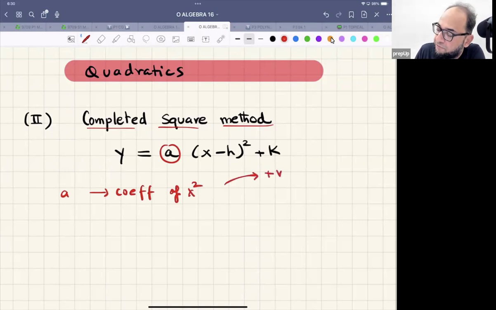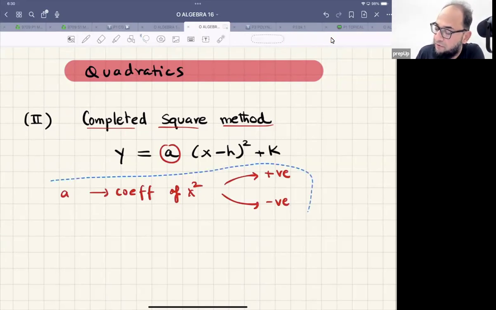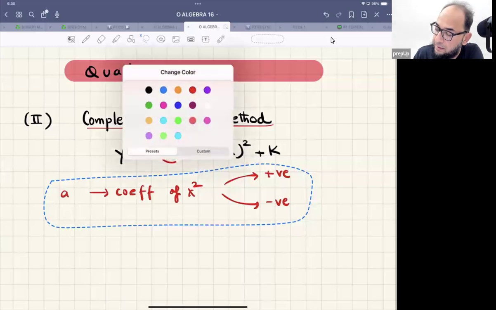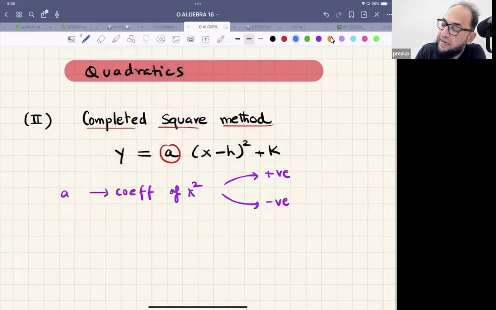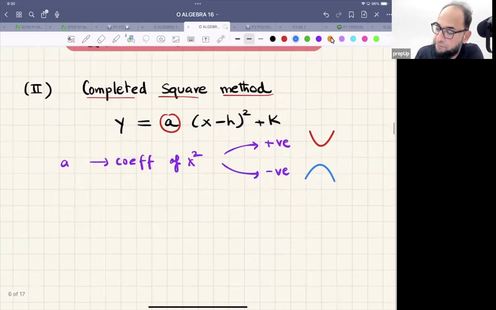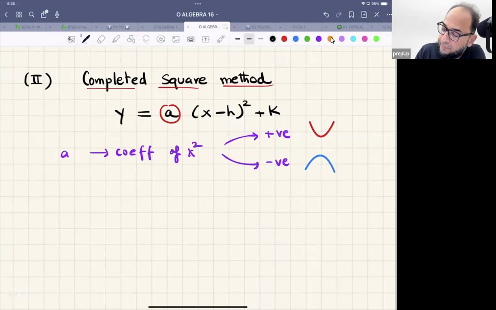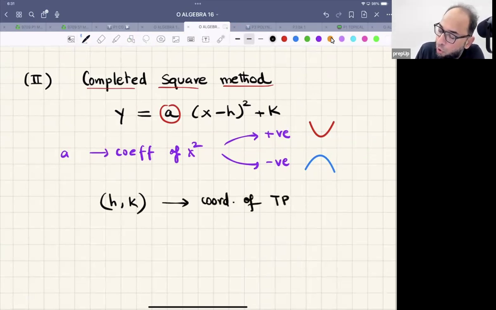If a is positive versus a is negative, if a is positive, what happens to the shape of the graph? So let me choose the same color as before. Let me convert everything to purple color like this. If a is positive, the graph has a shape like this. If a is negative, the graph has a shape like this. Very simple. What about h and k? H comma k, this is the coordinates of turning point TP or coordinates of the vertex.